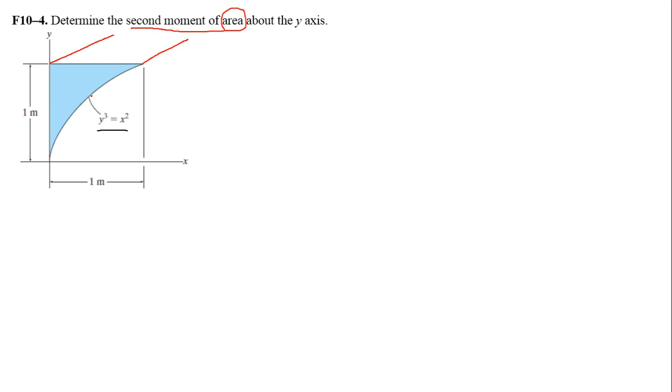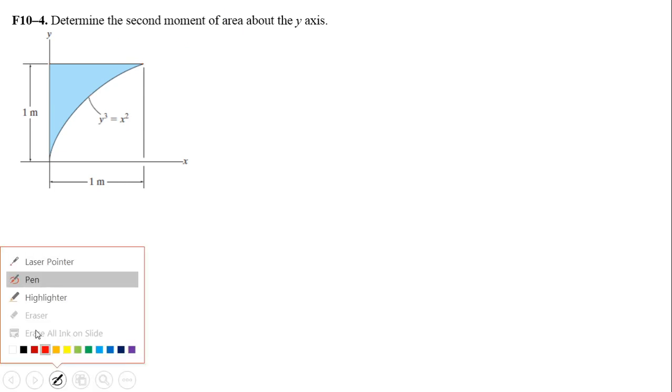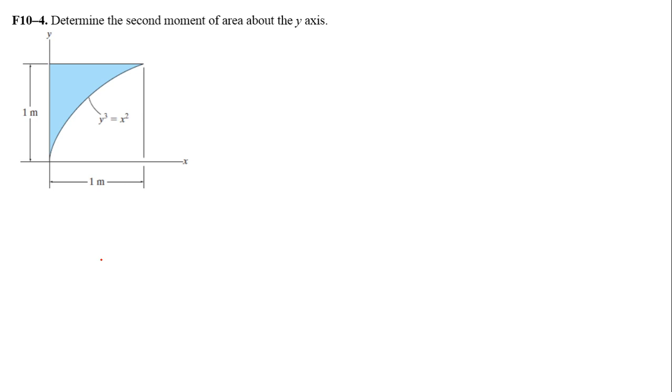So let's first redraw this figure and use a strip. As we have seen, we already have solved these kinds of problems in chapter number 9 by using a differential strip element. So the function was given to us, and this gives us an idea that we can again use a differential strip element to come up with the value of the second moment of area for this cross section.